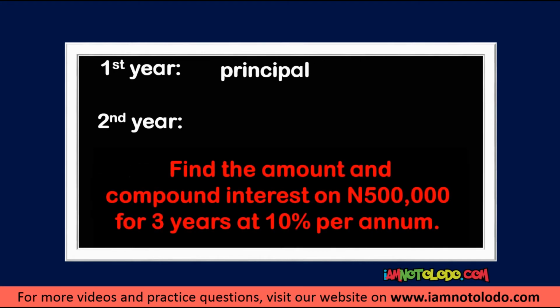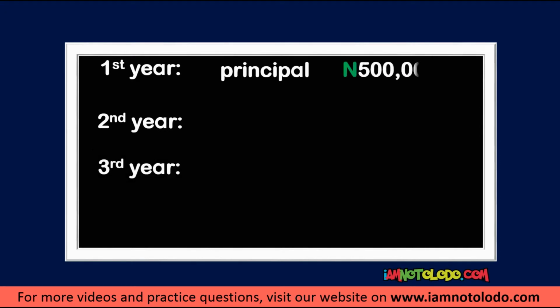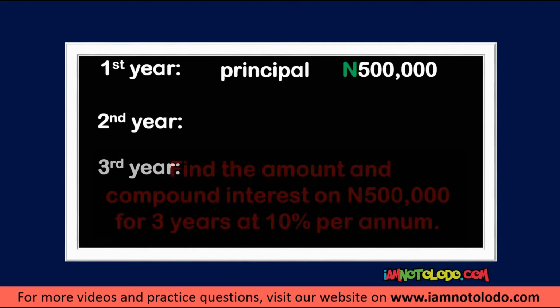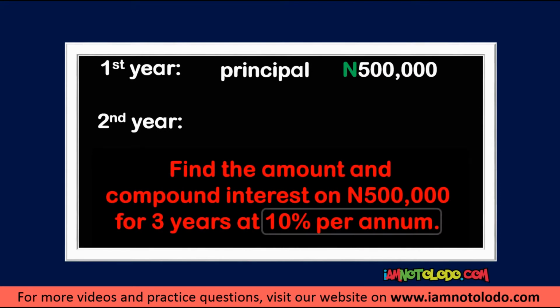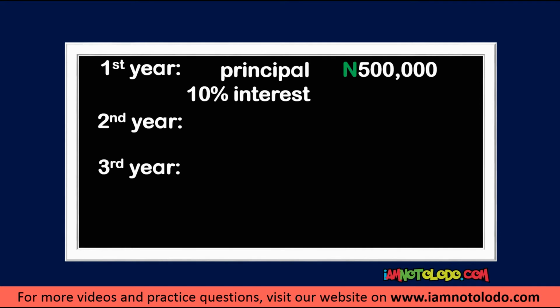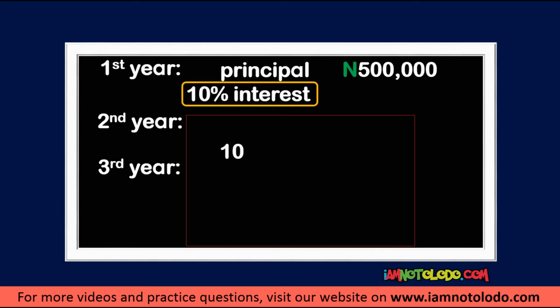So what is the principal for the first year? 500,000 naira, right? Good. So let's do that. Next step is to do what? Find our 10% interest, right? Good. So let's do that. How do we do that? 10% means 10 over 100, right? Good. Times, what is our principal? 500,000 naira, right? Good. So let's write that.